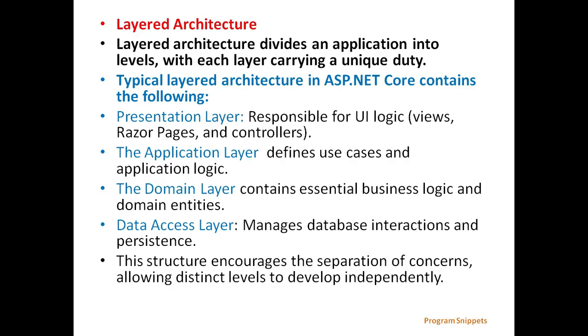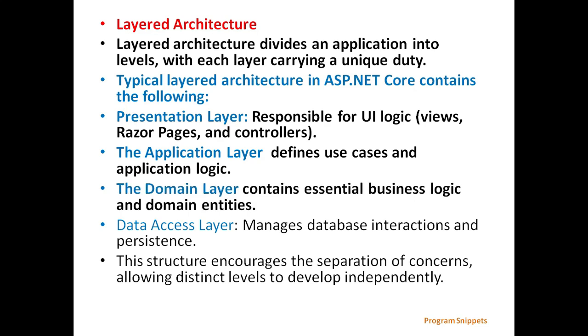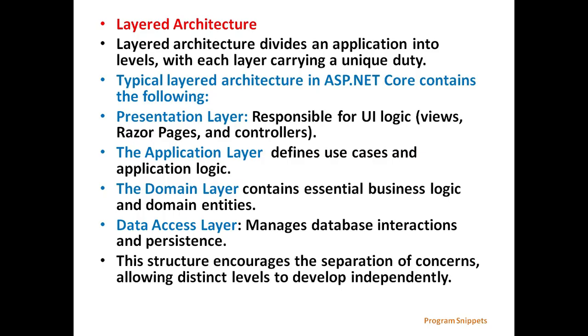Layered architecture. Layered architecture divides an application into levels, with each layer carrying a unique duty. Typical layered architecture in ASP.NET Core contains the following layers: presentation layer, which is responsible for UI logic; application layer, which defines use cases and application logic; domain layer, which contains essential business logic and domain entities; and data access layer, which manages database interaction and persistence. This structure encourages the separation of concerns, which allows distinct levels to develop independently.